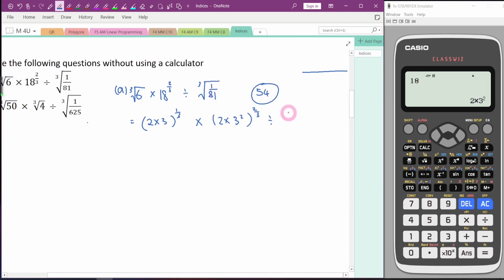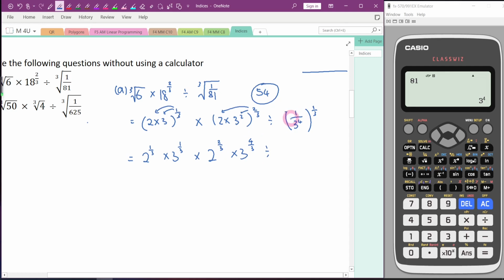Here, this is 1 over 81. Let me do the prime factorization of 81. It's actually 3 power 4, right? Okay, so this is 1 over 3 power 4. Cube root means power 1 over 3. Now, I'm going to bring in the power 1 over 3, it becomes 2 power 1 over 3, 3 power 1 over 3, 2 power 2 over 3, 3 power 4 over 3.